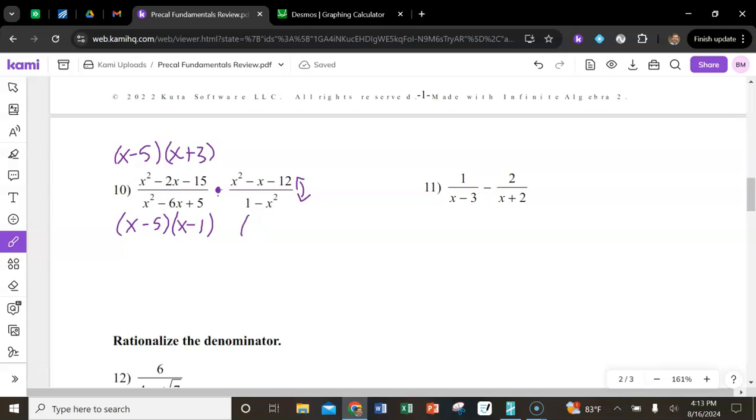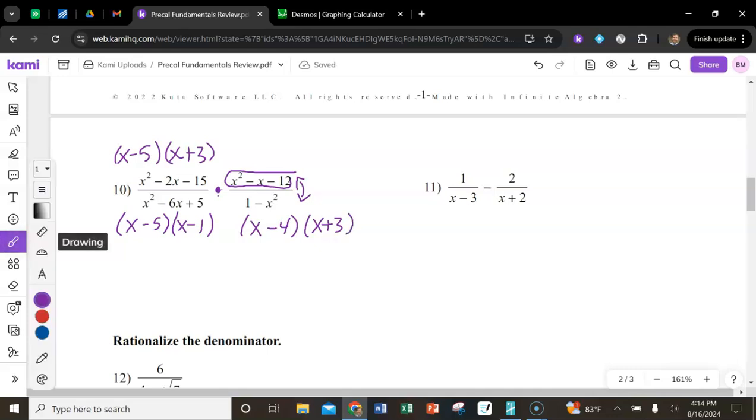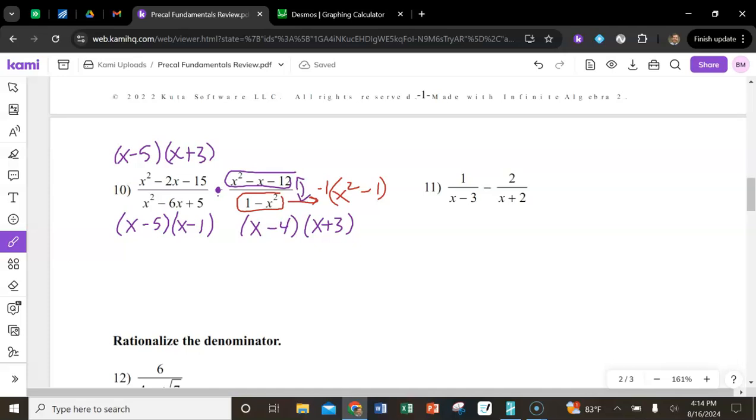The top part factor is going to go to the bottom here. So what multiplies to negative 12 and adds to negative 1 would be negative 4 and positive 3. And then when we do this bottom part here, 1 minus x squared, remember what you want to first do is think about that as if I flip those terms around and get x squared minus 1, I do have to factor out a negative.